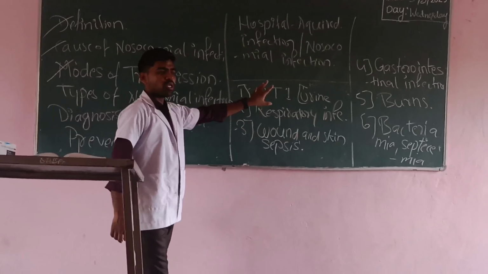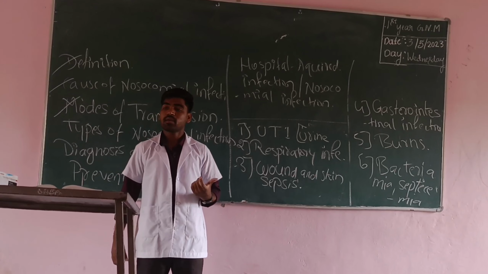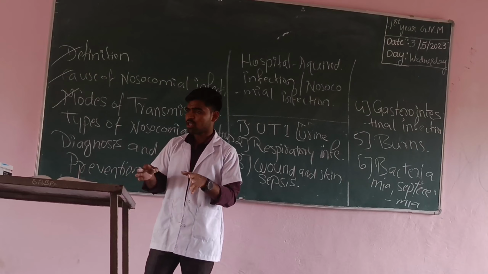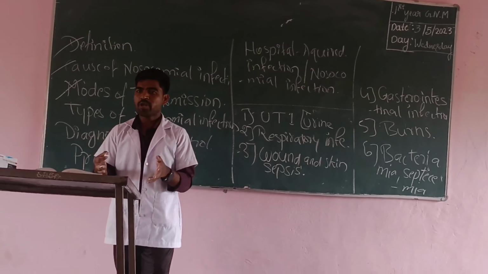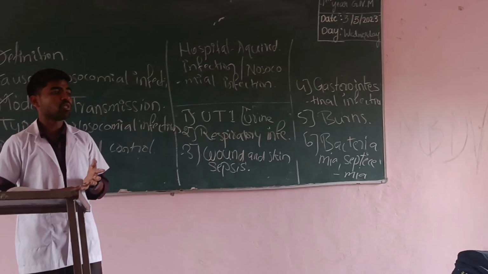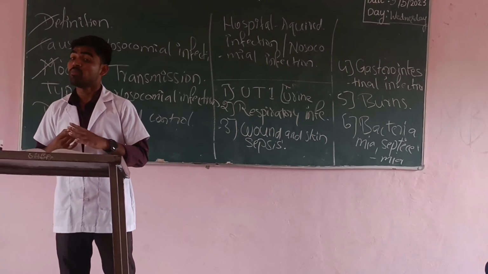So UTI, common UTI, what happens? In hospital it happens. Why? Due to using the same toilet, right? There is no different toilet for the patient. The same toilet is used by staff, the same toilet by patient, the same toilet by patient attendant. So what happens here? UTI chance will be more.